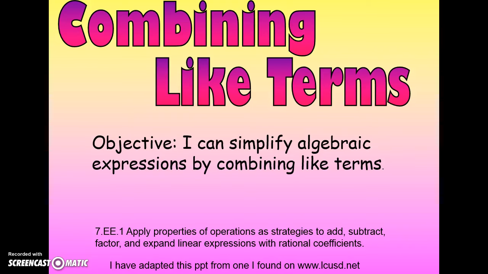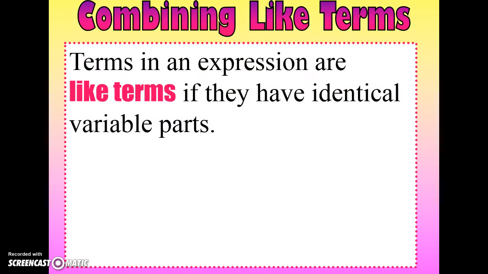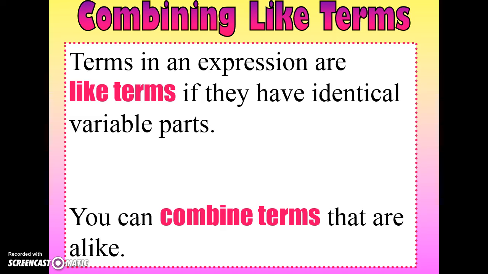Today's objective is I can simplify algebraic expressions by combining like terms. And we're actually going to relate this back to what we learned when we were adding and subtracting signed numbers. Terms in an expression are like terms if they have identical variable parts. We can combine terms that are alike, and we're going to use our rules for adding and subtracting signed numbers to actually do that. So let's look at some like terms.